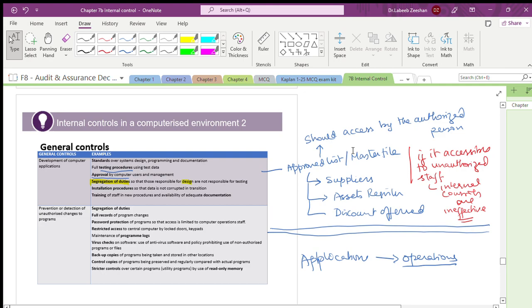This is the purpose. Only for this point, they have explained segregation of duties. Installation procedures: you cannot install the software, you can only use the front end. And you have the training of staff on new procedures. If any new procedures are there, how we have to give the training, this is what it says. We are talking in terms of segregation of duties, full records of any changes in the program, and password protection.